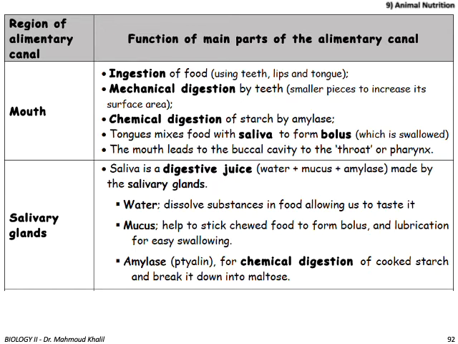The water dissolves substances in food, allowing us to taste it. Mucus helps to stick the chewed food together to form the bolus, and provides lubrication of the mouth for easy swallowing. The amylase, also called ptyalin, is used for chemical digestion of cooked starch, breaking it down into maltose. So amylase works on cooked starch, not uncooked starch, to convert it to maltose.